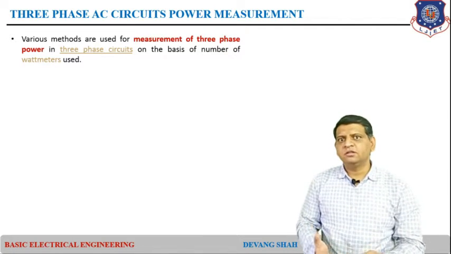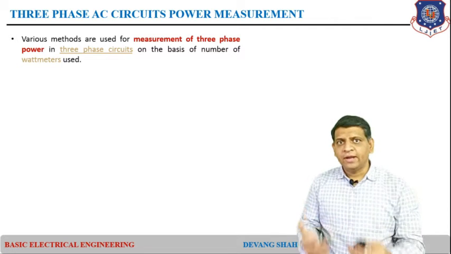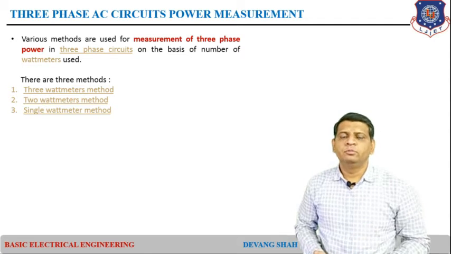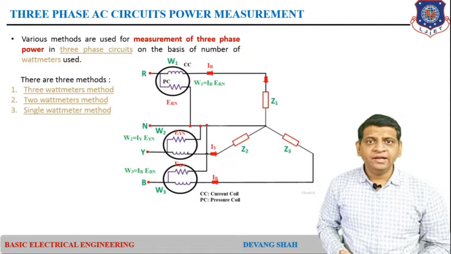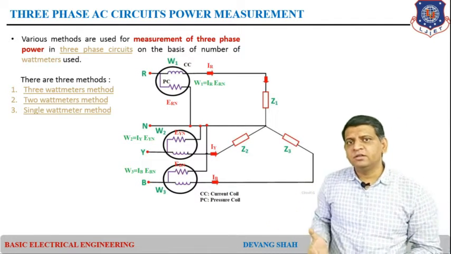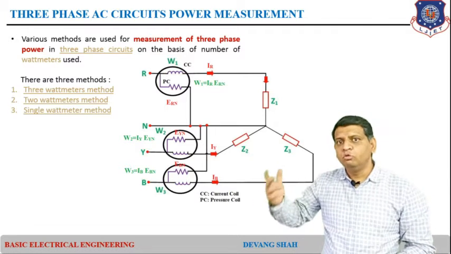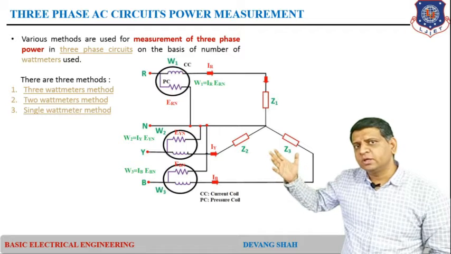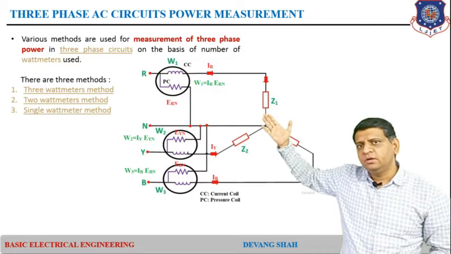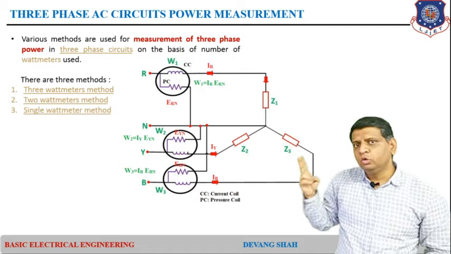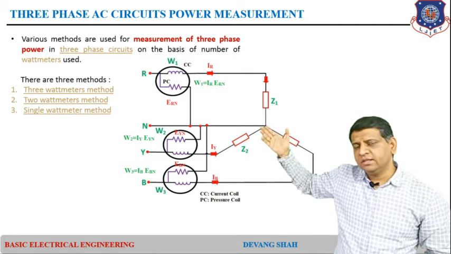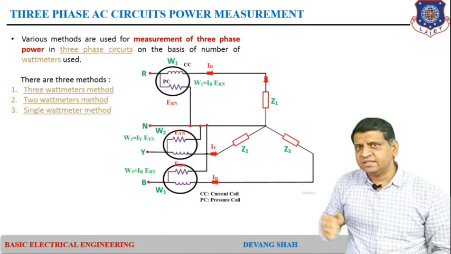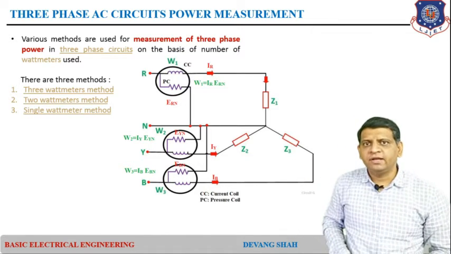There are various methods that we employ to find the power measurement in a three phase AC circuit. There are three important methods: the 1 wattmeter method, the 2 wattmeter method, and the 3 wattmeter method. In this diagram you can see the symbol of a wattmeter, which contains two components. One component we define as CC and the other as PC.